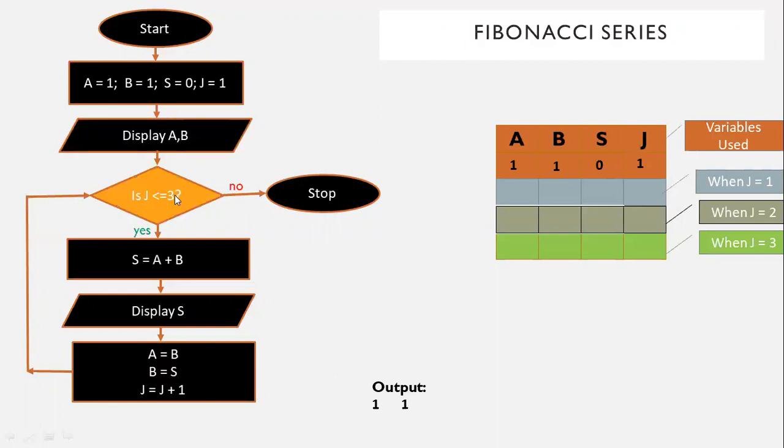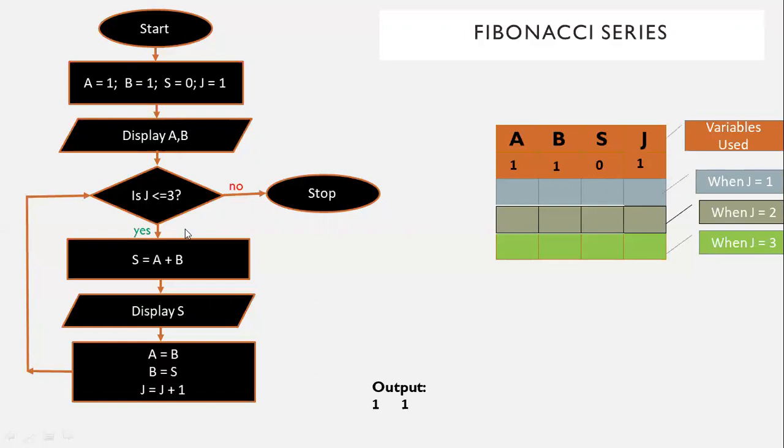Now, let us go for the value of J. We have initially given the value 1 to J. So is the value of J less than or equal to 3? The value of J is 1, so in this case the condition is true. For true, we have to move towards the arrow where it shows yes. So we are moving downwards.